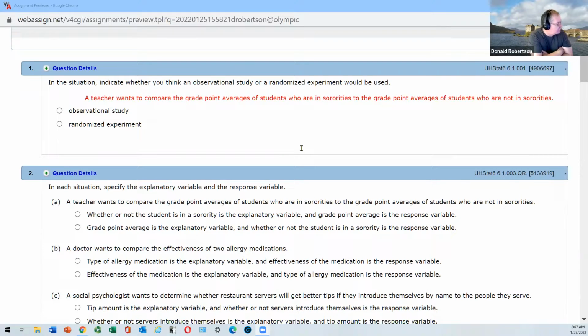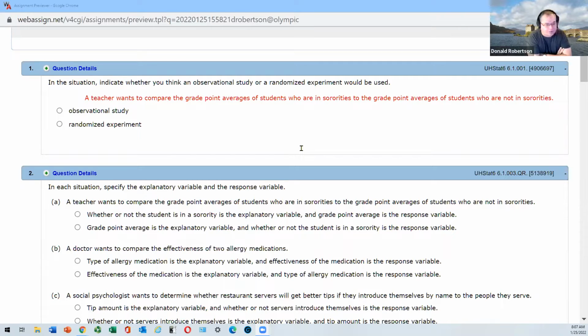So the thing in red is the story. A teacher wants to compare the GPA of students who are in sororities to the GPA of students who are not. Right, so you're at university, right? Some people are in sororities, others aren't, and he's wanting to see if there's a difference in the GPAs. Now, is that observational or is it an experiment?